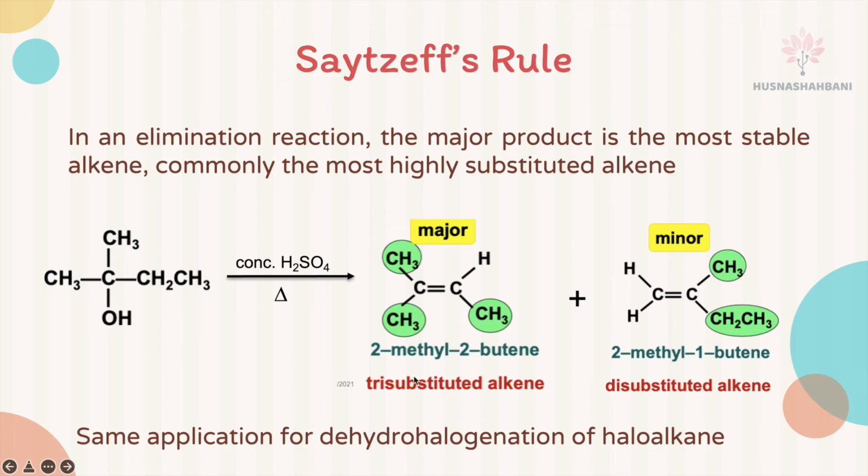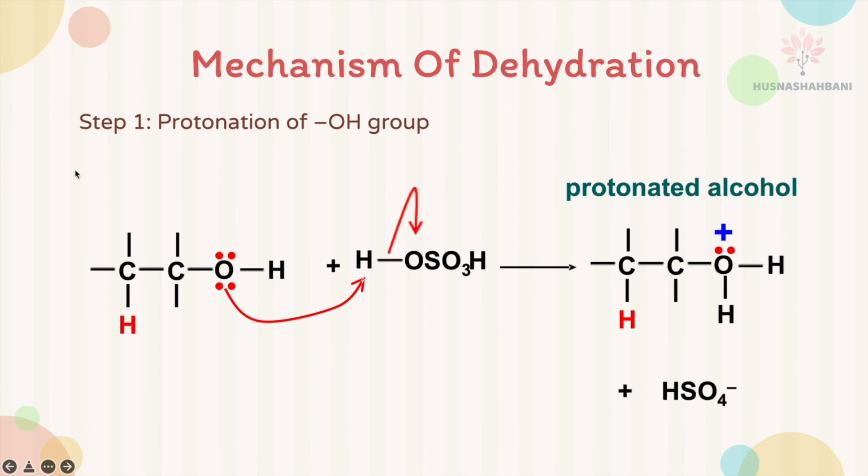So this is the example for dehydration of alcohol, which means removing 1 OH and 1 hydrogen, the removal of water. That is dehydration of alcohol. Saytzeff's rule can also be applied to dehydrohalogenation of haloalkane. So this is the mechanism of dehydration of alcohol.